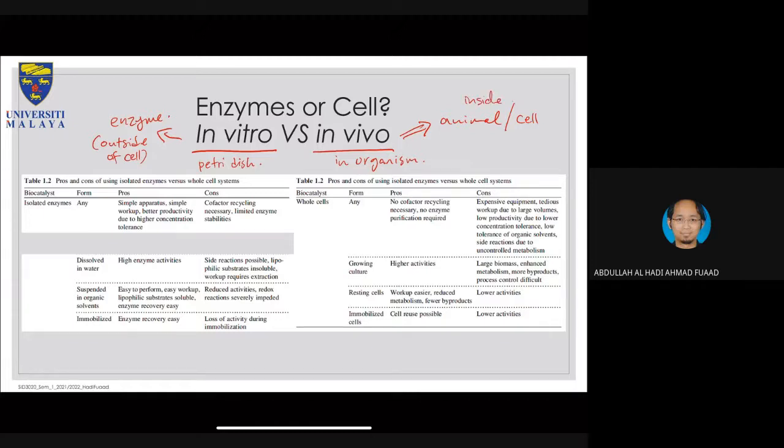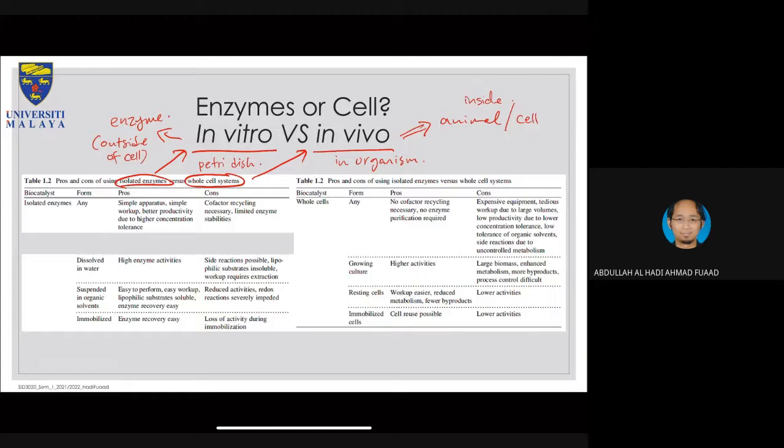But if you do read journal articles and so on and so forth, the definition can be totally different. So just make sure this is the definition particularly for this subject only. For a different subject, you need to relearn what is in vitro, what is in vivo, what are the categories. Now, if you're looking at the isolated enzyme, which by my definition is in vitro, and the whole cell system, by my definition for this course, is in vivo, okay?